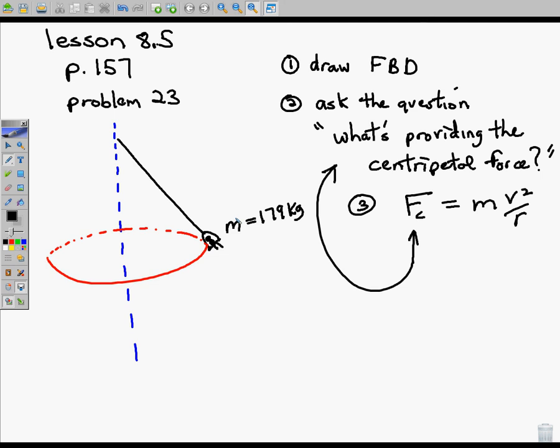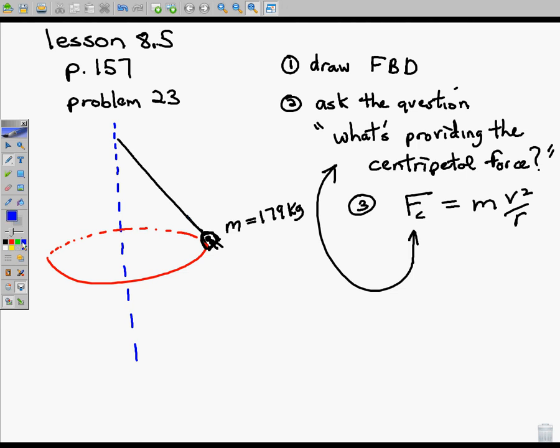So lesson 8.5, page 157, problem 23. You have this swing holding a person. We're just going to think of that whole thing as the object, and it's held from a cable. It's like a swing ride, and it's going around a circle.